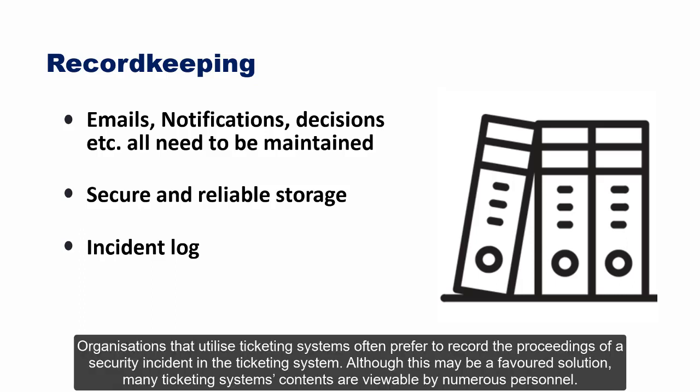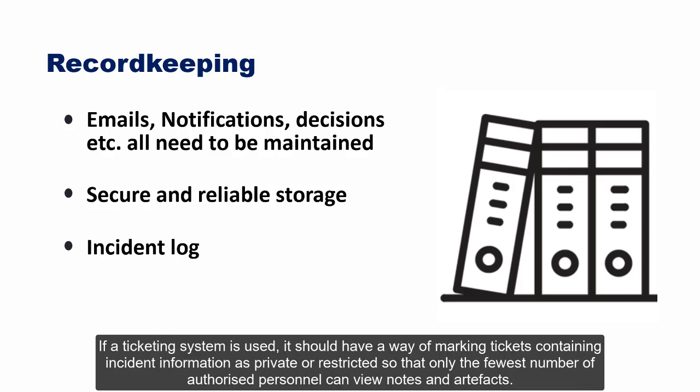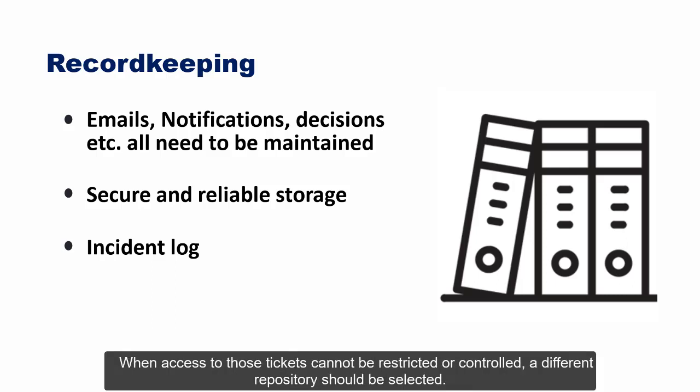Organizations that utilize ticketing systems often prefer to record the proceedings of a security incident in the ticketing system. Although this may be a favored solution, many ticketing systems' contents are viewable by numerous personnel. If a ticketing system is used, it should have a way of marking tickets containing incident information as private or restricted so that only the fewest number of authorized personnel can view notes and artifacts. When access to those tickets cannot be restricted or controlled, a different repository should be selected.